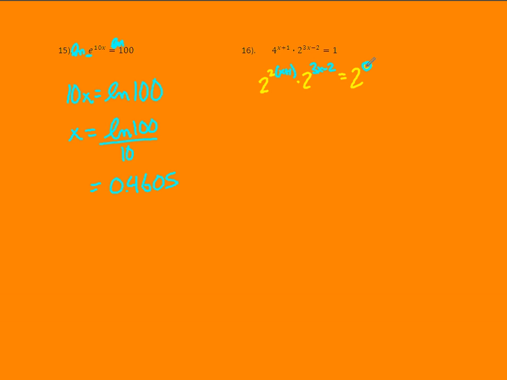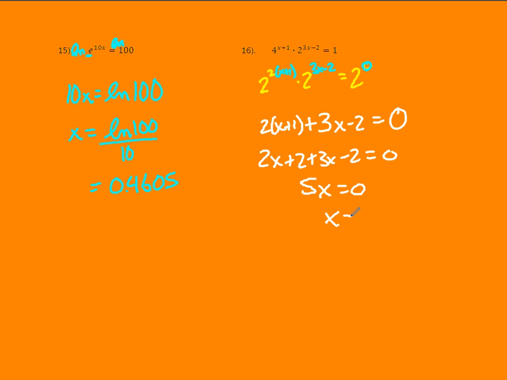So now I can just set those exponents equal. 2 times x plus 1. And then when I'm multiplying, that means I need to add my exponents together. So plus 3x minus 2 equals the exponent over here, which is 0. So 2x plus 2 plus 3x minus 2 equals 0. That means 5x equals 0, which means x equals 0.